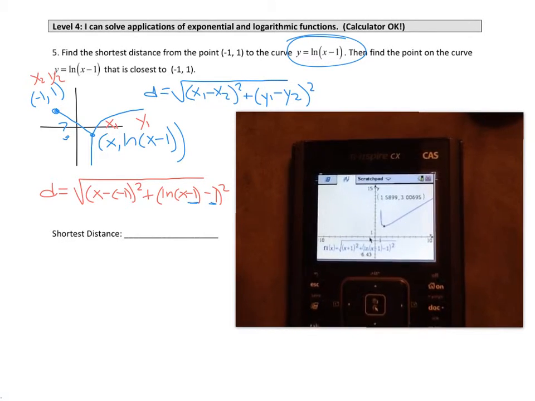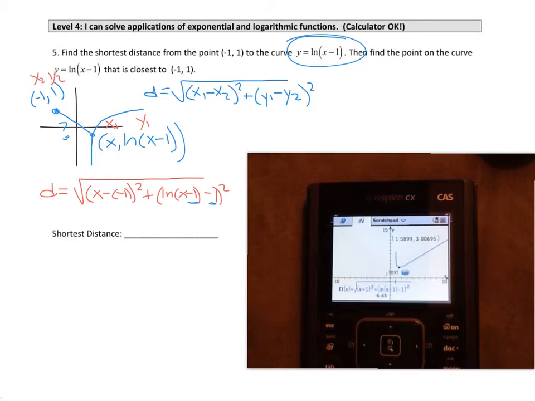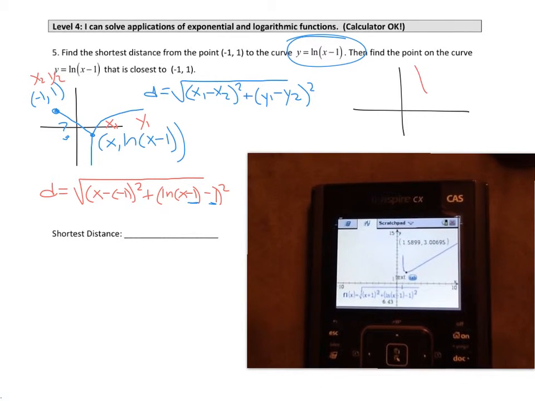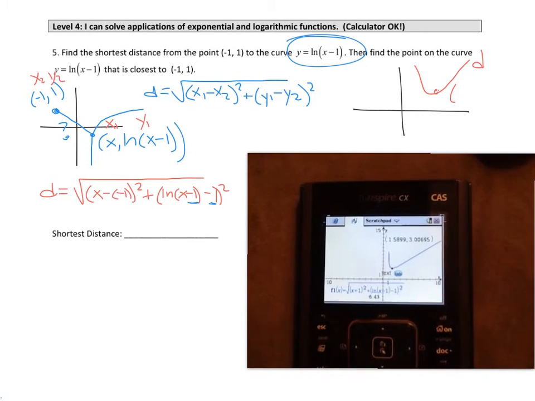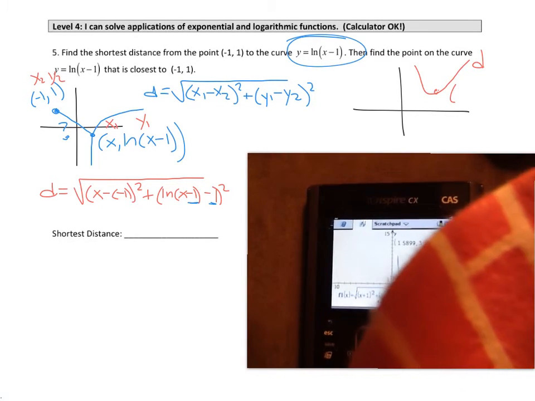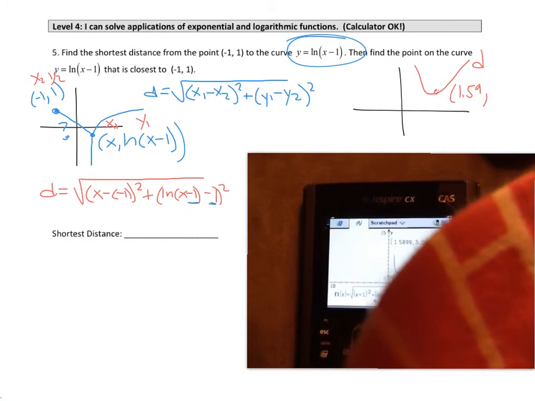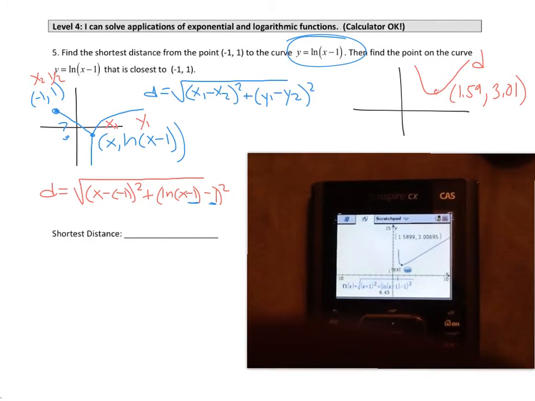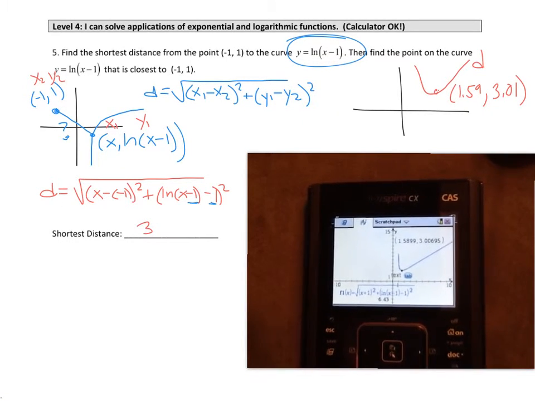Okay, so the minimum point of the distance graph, so if this is our distance graph, D, the minimum point is 1.59, 3.01 approximately. So the shortest distance is going to be that y value, since this graph represents distance. The shortest distance is 3.01.